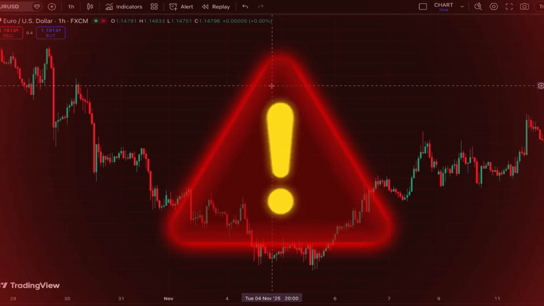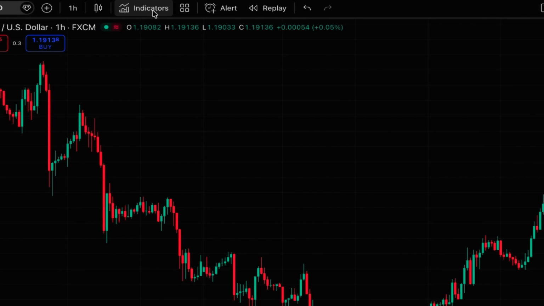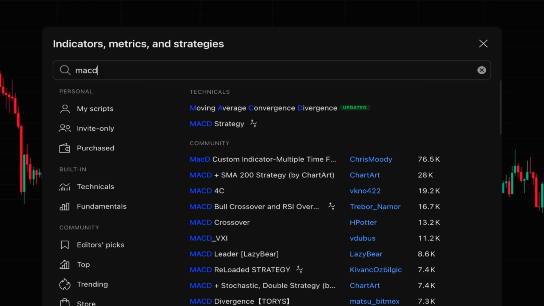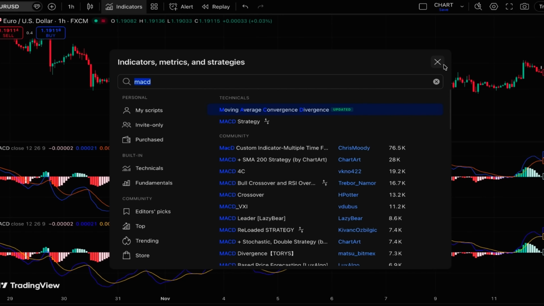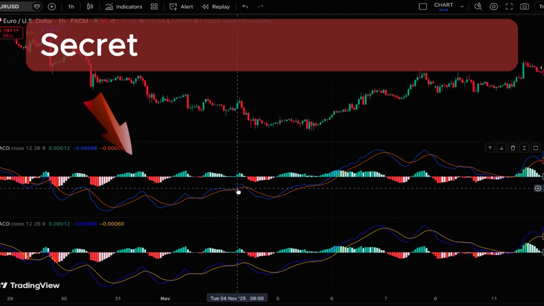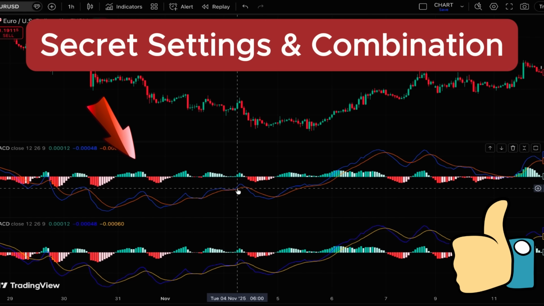Follow my instruction step by step. On TradingView platform, here click on Indicators and search MACD, this one, and add 2 MACDs to your chart. And now you need to change their settings. I want to teach you a secret settings and combination of these 2 MACDs that together they help you find the most accurate buy-sell signals on the chart.